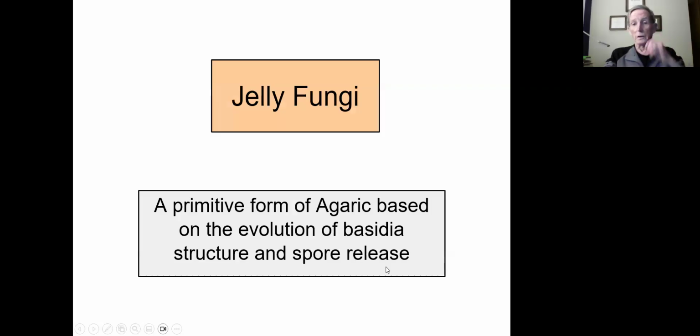So now we're going to focus from here on out on jelly fungi and jelly-like other masses that have similar characteristics. So that's my definition. I made that up based on my research, that it's a primitive form of agaric based on the evolution of basidia structure and spore release. That seems to be the only feature that is more or less consistent among the jelly fungi.